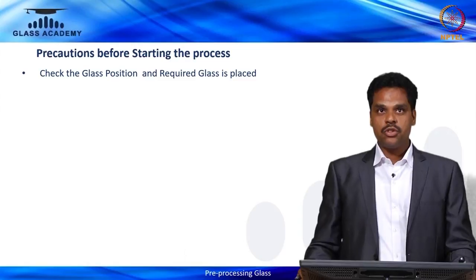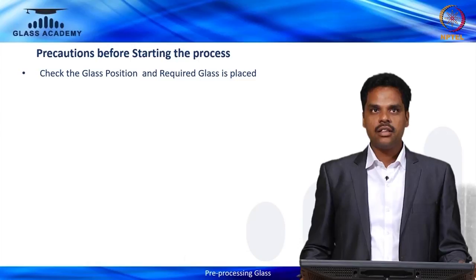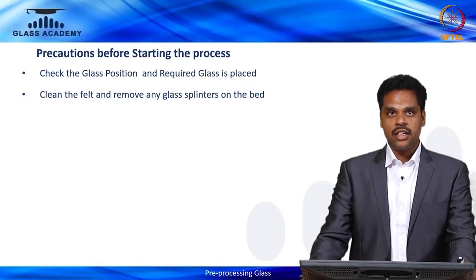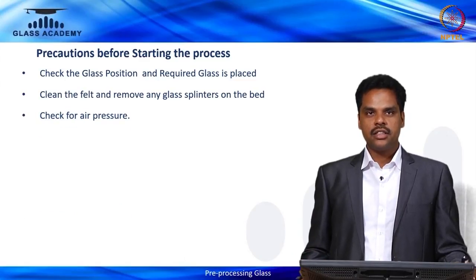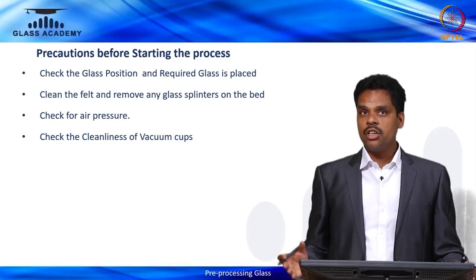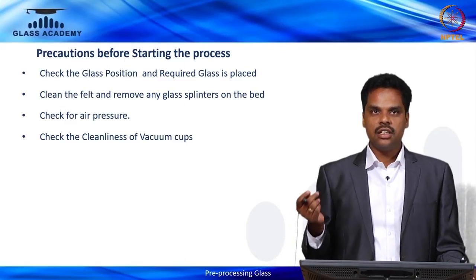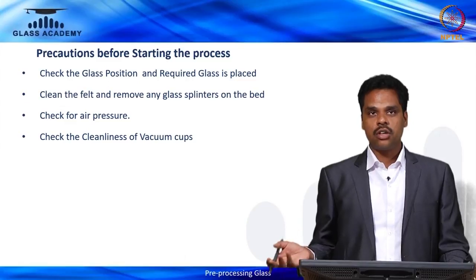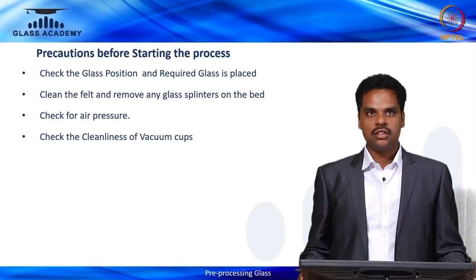Check the glass position and that the raw glass is placed on the trolley, which is an L rack. Check the cleanliness of the felt and the cutting bed area, and check whether the air pressure is working fine. Check the cleanliness of the vacuum cups. Vacuum cup cleanliness plays a very important role for clear glass and quarter glasses, because whatever dust has settled on the vacuum cups can accumulate on the glasses, and further it will cause damage to the glasses.